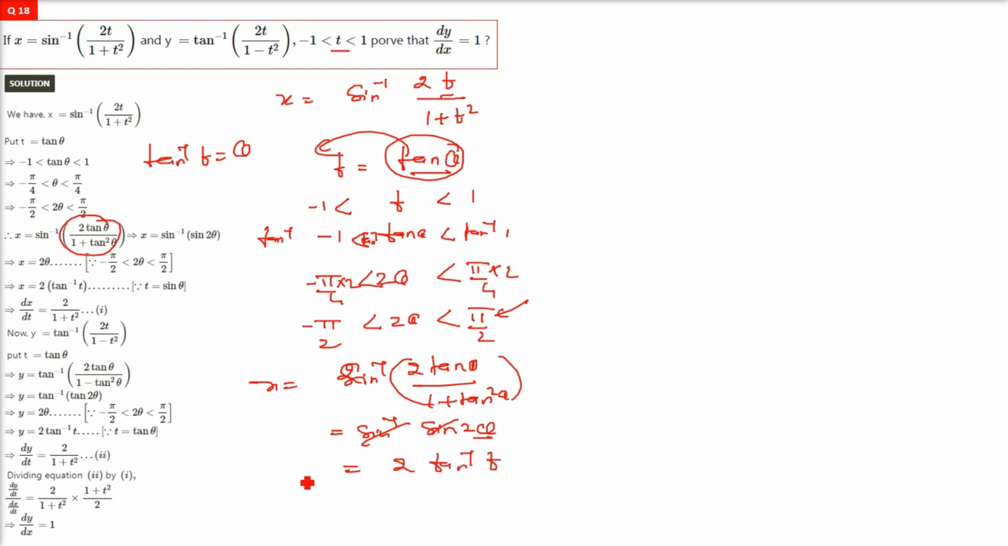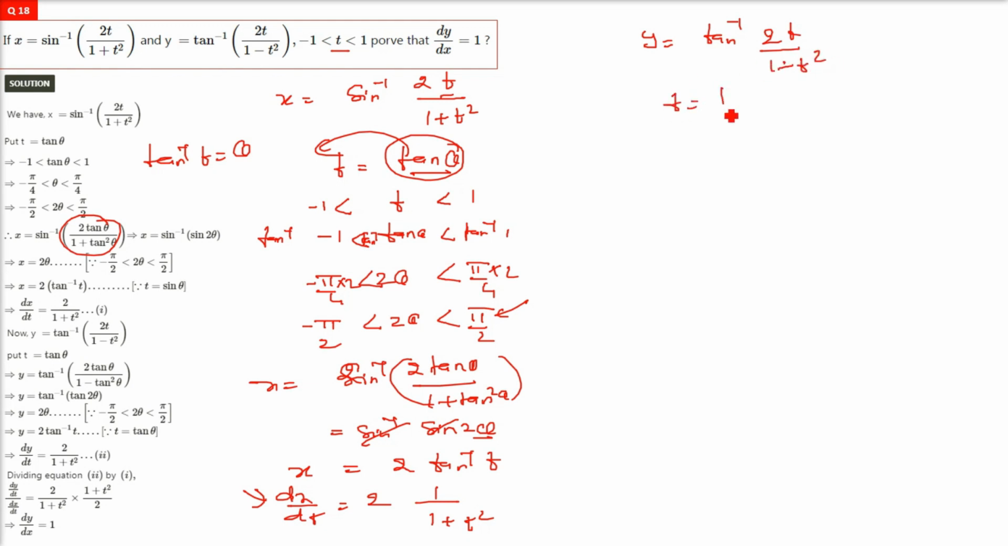This is x. Now dx by dt is equal to 2 times the derivative of tan inverse t, which is now easy: 1 by 1 plus t square. Remember, in the beginning of this question I told you about that. Coming to the second part, which is y equals tan inverse of 2t by 1 minus t square.